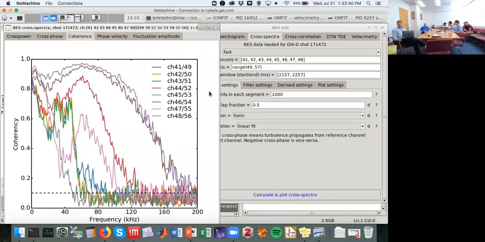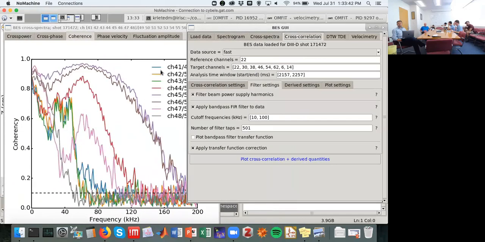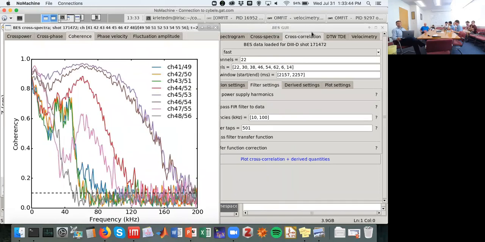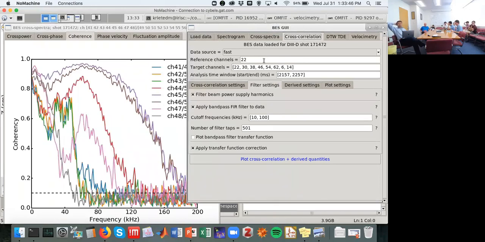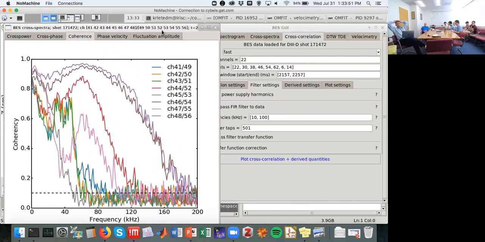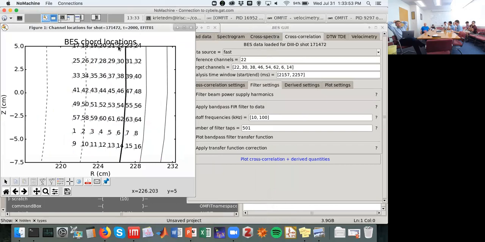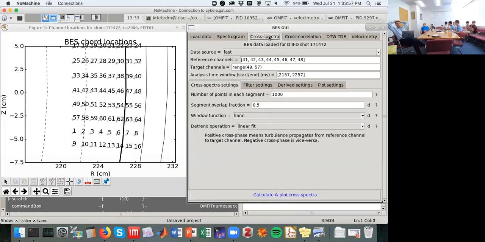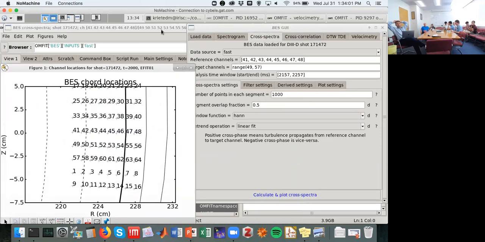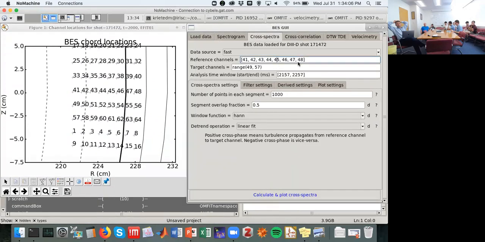All right, so because this was looking at a row of channels, now I'm analyzing this column right here of data from 22 and down. Before I do a cross correlation analysis, I want to compute the cross spectra for this entire column of data. So I'll go ahead and type in 22 as the reference channel.